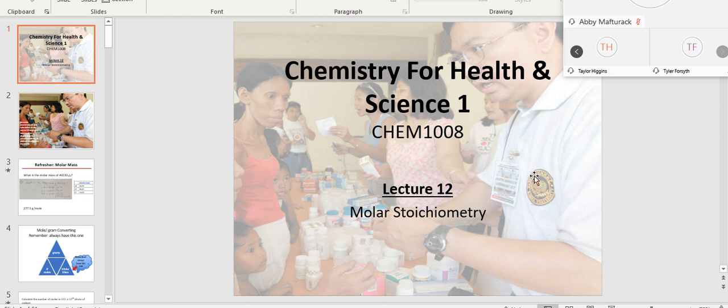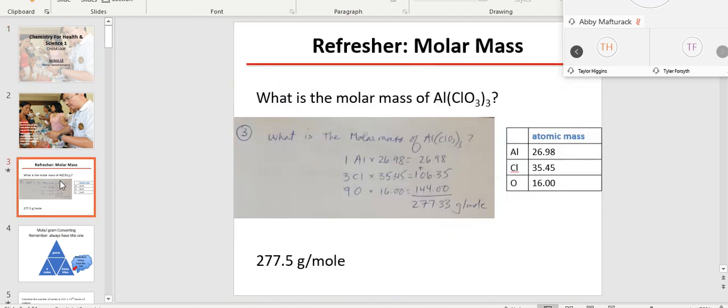This is review. There are a lot of the same questions here, and I'd probably be here for 4 hours if we went through every single question, but we've been doing this for the past couple weeks. What is the molar mass of aluminum chlorate? Being able to do this is paramount.